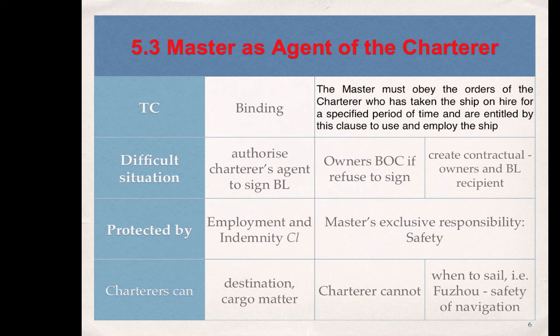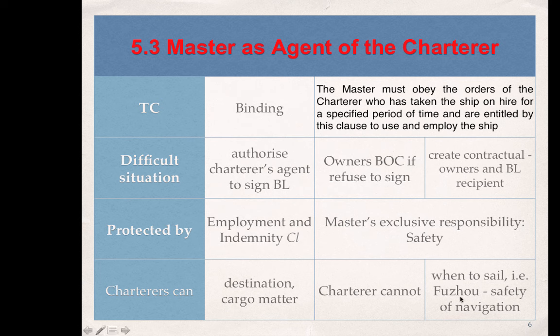To illustrate this simply, the charterers have the right to tell the master where to sail to and what cargo to load, but they have no right to tell the master when to sail, because that is a matter of safety of navigation. What do you mean by that?